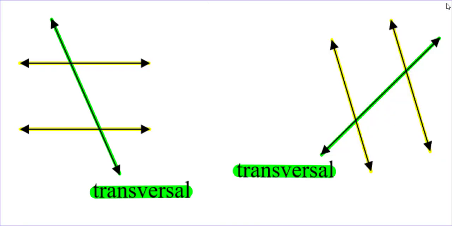And I want you to realize parallel lines don't always have to go left and right. Parallel lines could go up and down, they could go diagonal. But no matter what, the transversal is referring to the line that intersects over the two parallel lines.